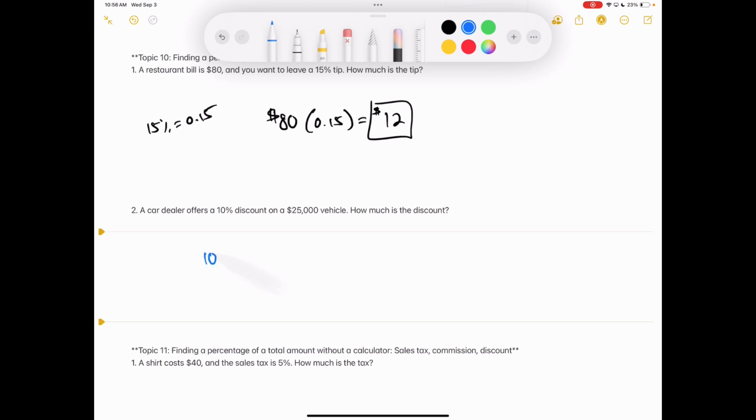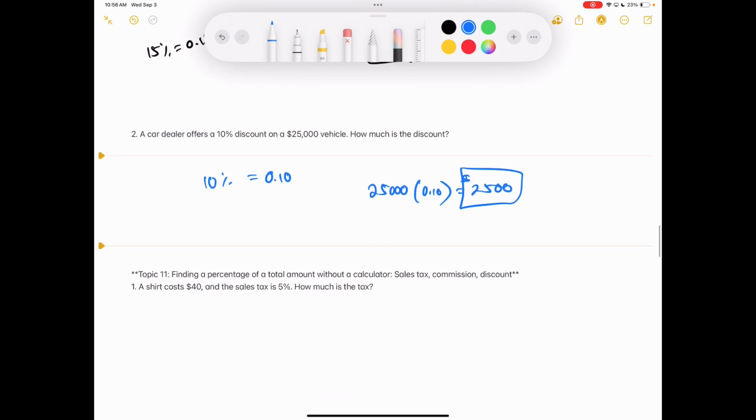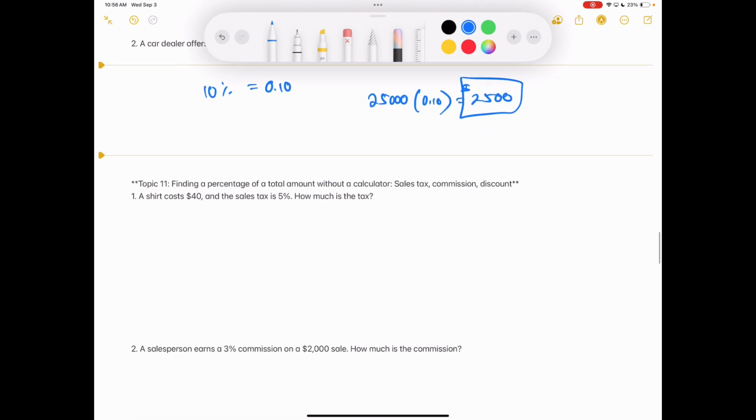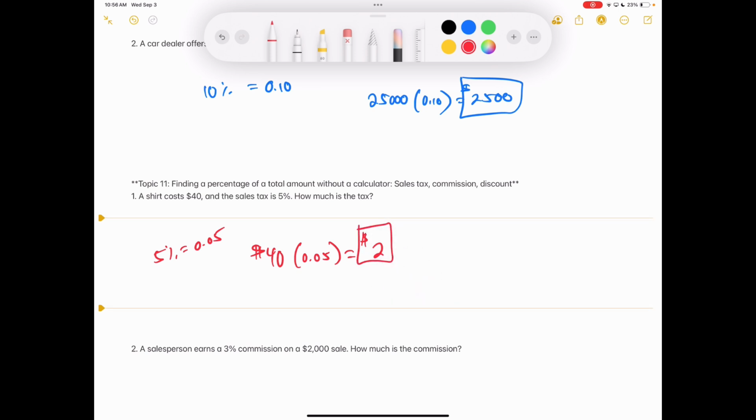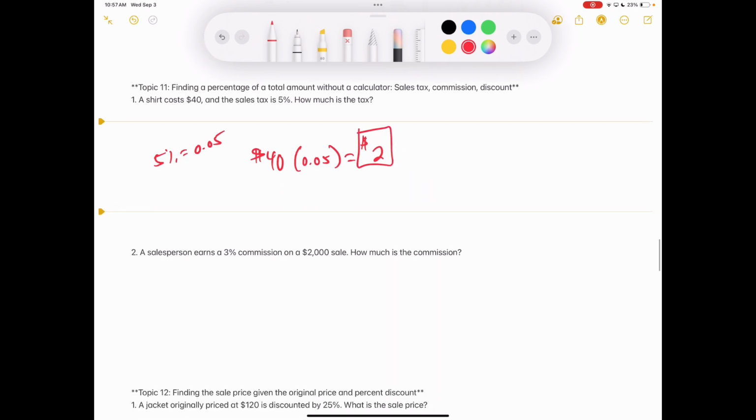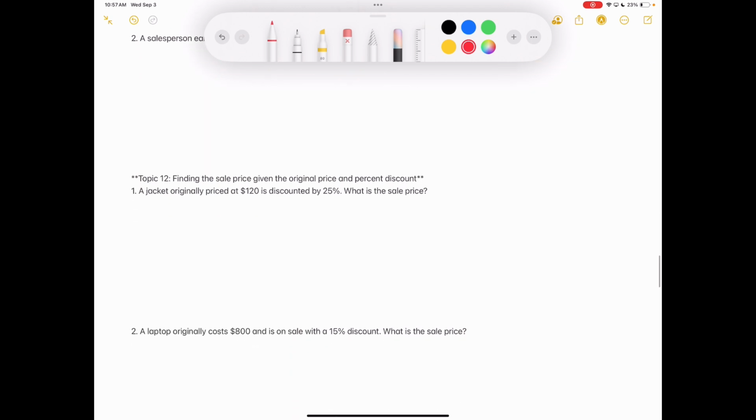A car dealership offers a 10% discount. Remember, that's 0.10. So then you do 25,000 times 10%. That would be a $2,500 discount. Most of these are the same, I think. So a shirt costs $40 and the sales tax is 5%. So that's 0.05. How much is the tax? So you multiply it by 0.05 and you get $2. So commission is going to be the same way.